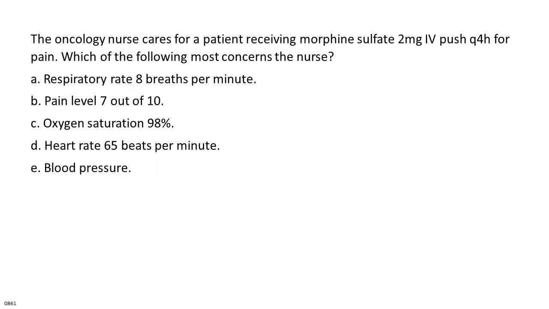The oncology nurse cares for a patient receiving morphine sulfate 2 mg IV push Q4H for pain. Which of the following most concerns the nurse? A. Respiratory rate 8 breaths per minute. B. Pain level 7 out of 10. C. Oxygen saturation 98%. D. Heart rate 65 beats per minute. E. Blood pressure.